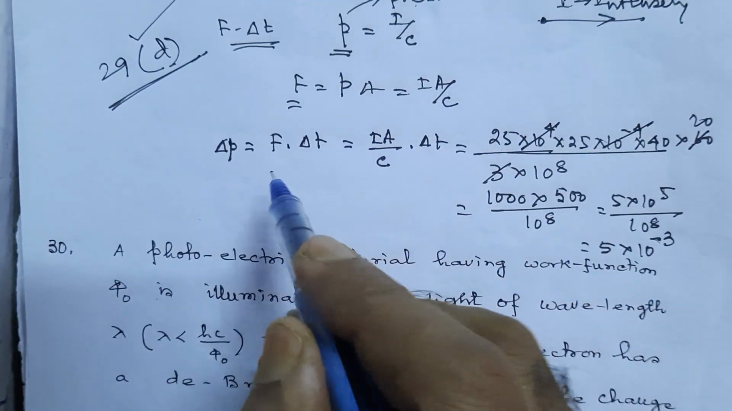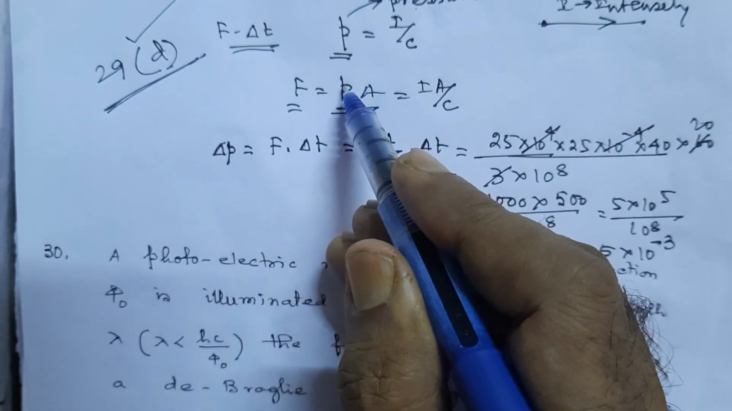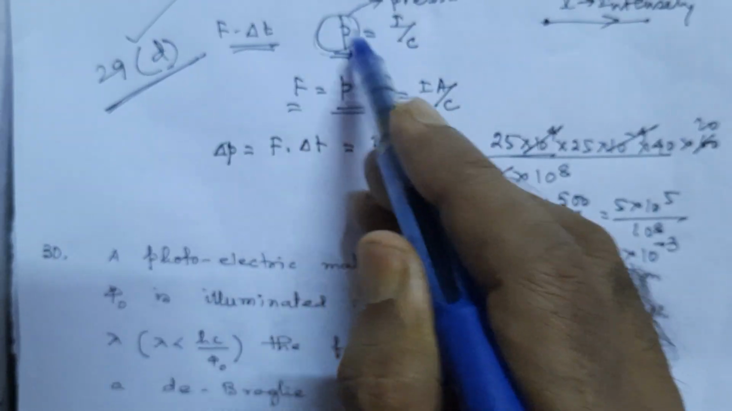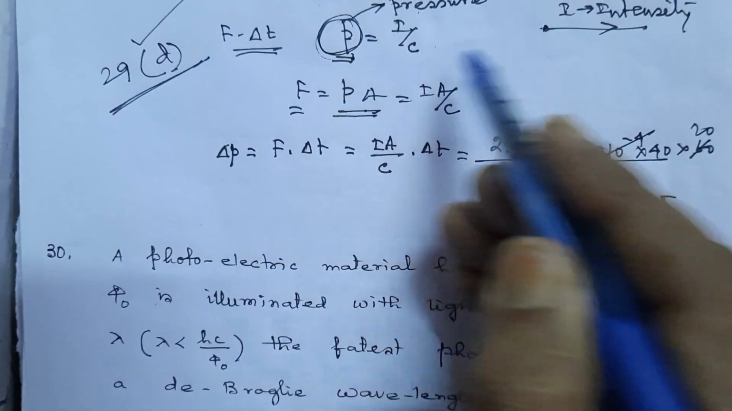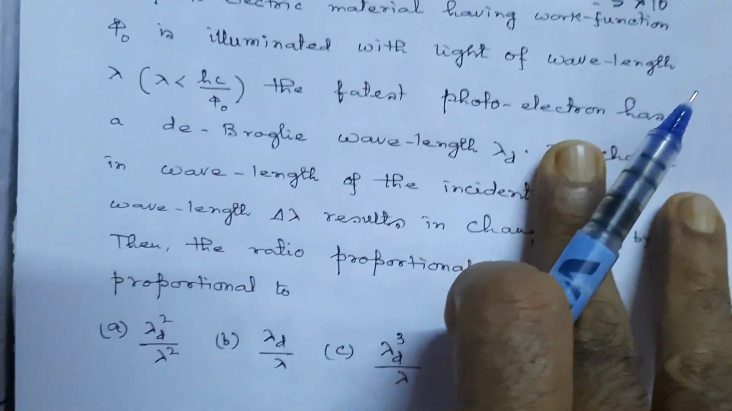So the force exerted on the surface equals pressure times area, and the pressure exerted on the surface by radiation when it is leaving the surface is I by C, where I is the intensity of radiation. Now, here is the last question.